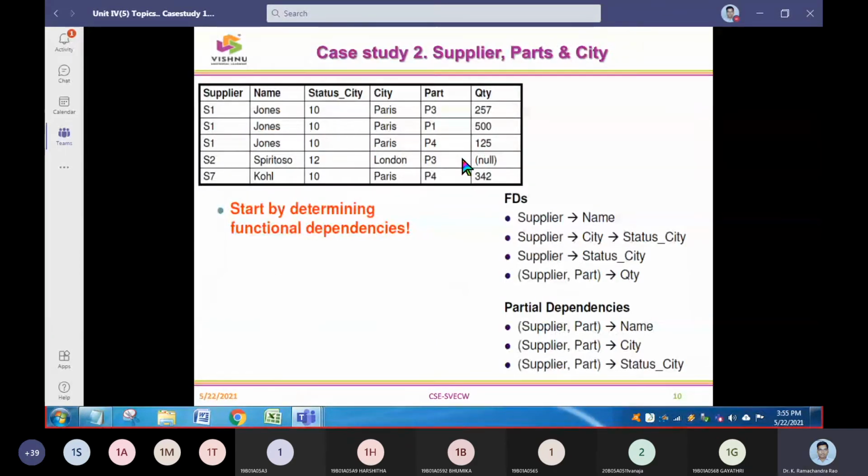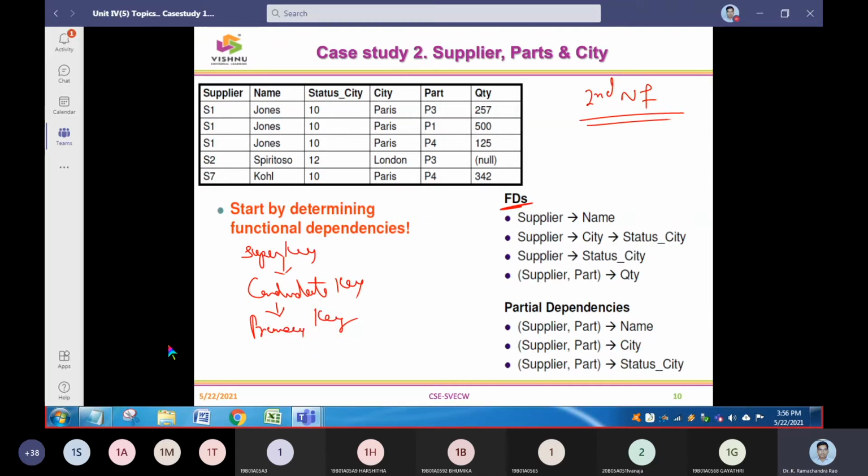Okay. Now, let us look into the second aspect, that is second normal form. To go with second normal form, we should understand what is functional dependency. In functional dependency, we will start working from super key. From the super key, we will call up the candidate key, and finally we will fix up the primary key.